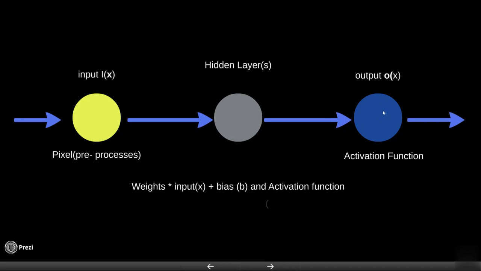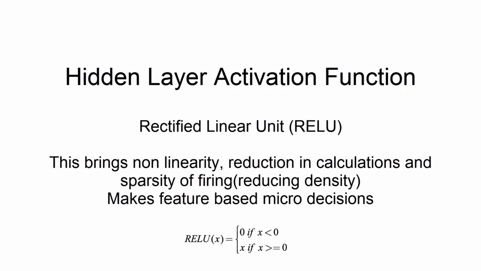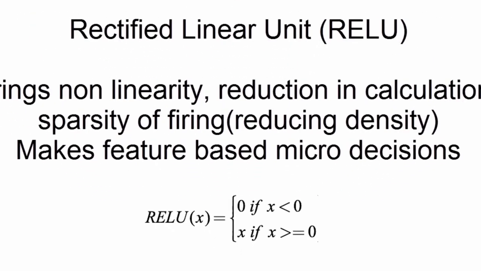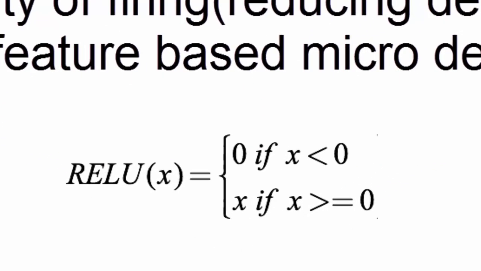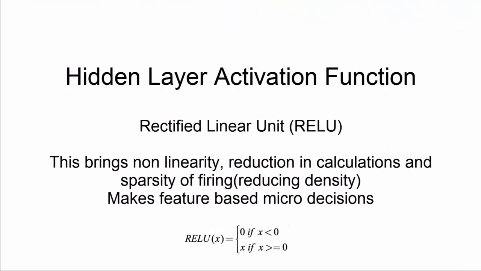The output layer also has an activation function. This activation function tells you the probability of the output. For the hidden layer, you could use one of the many activation functions. These days, the popular one is the rectified linear unit. This brings in non-linearity, reduces the calculation, reduces the density, and thereby the overall complexity of the function. The hidden layer functions are used to make micro decisions. This function's output is 0 if the input is less than 0 or any negative number, and it is what the input is if the input is greater than 0 or any positive number.